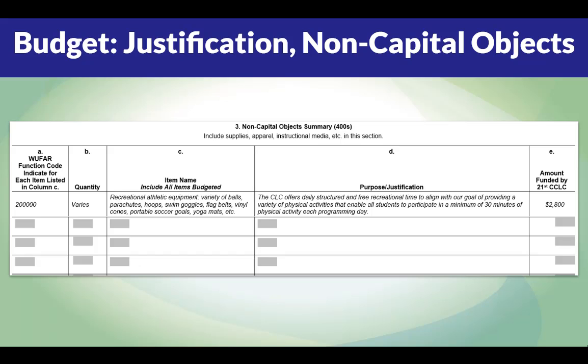Under the fourth column, D, purpose and/or justification, provide any information necessary to explain the expenditure. Ideally, purchases should align with the CLC's purposes, goals, and outcomes. Under the fifth column, E, amount funded by the 21st Century Community Learning Center program, list the amount of the non-capital object paid for with CLC monies.